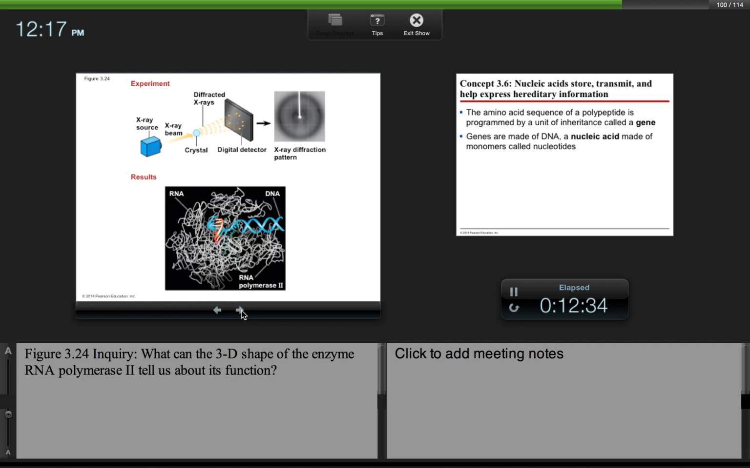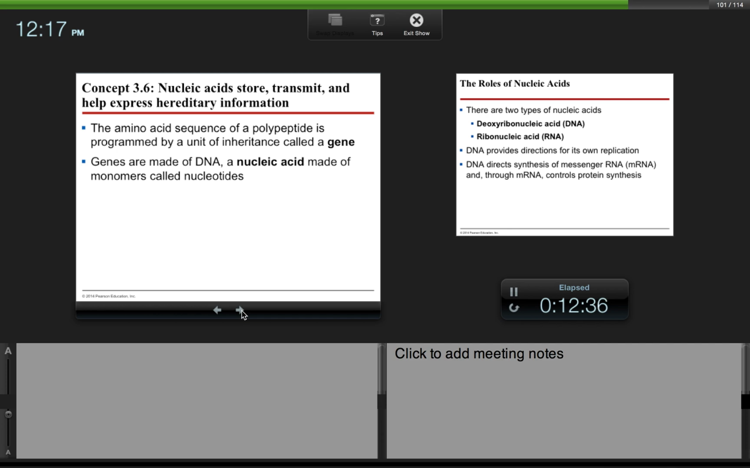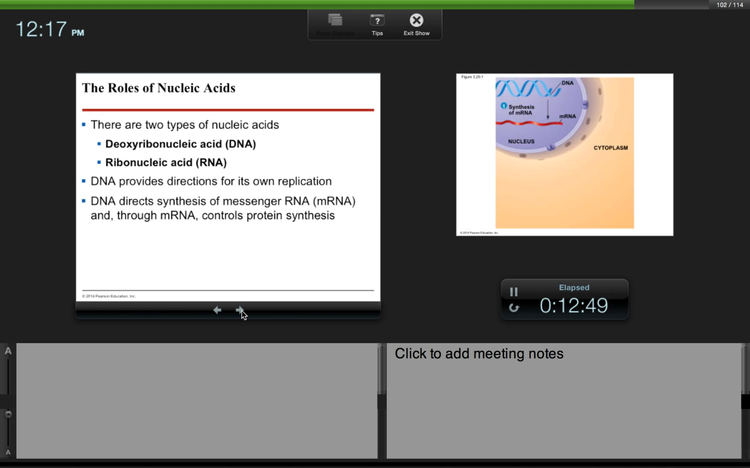We skipped over this. Okay, nucleic acids. The amino acid sequence of a polypeptide is programmed by a unit of inheritance called a gene. Genes are made of DNA, a nucleic acid made of monomers called nucleotides. There are two types of nucleic acids, deoxyribonucleic acid, or DNA, and ribonucleic acid, or RNA. DNA provides directions for its own replication. DNA directs synthesis of messenger RNA, and through mRNA controls protein synthesis.